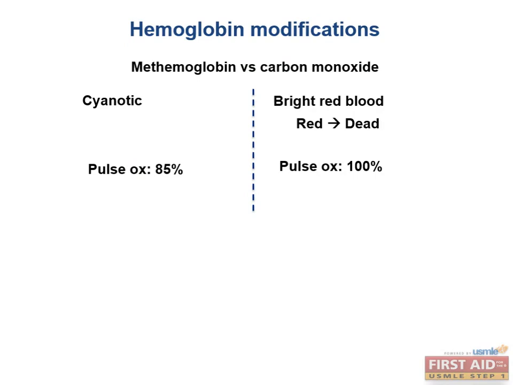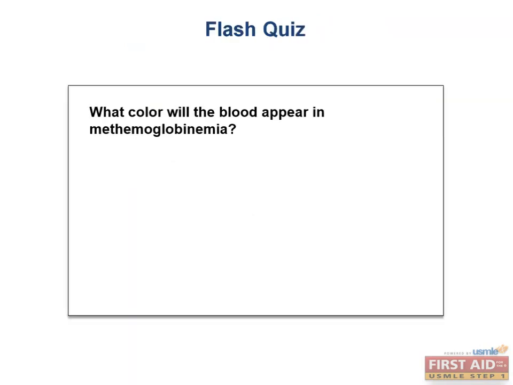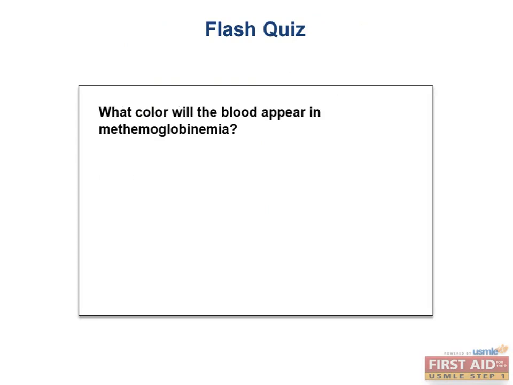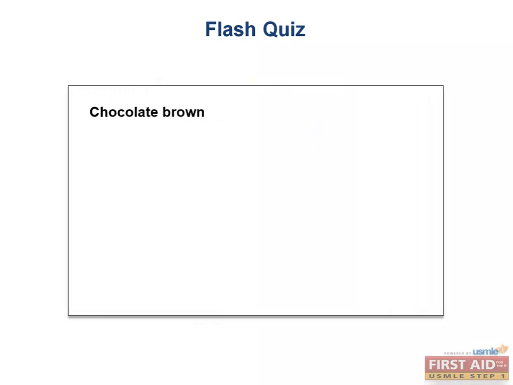Finally, how do you treat carbon monoxide poisoning? Because you certainly don't want a dead cherry red patient. Well, you'll want to get the patient away from the source of carbon monoxide. Then you're going to want to treat with 100% oxygen as soon as possible. Let's have a flash quiz. What color will the blood appear in methemoglobinemia? The answer is chocolate brown.